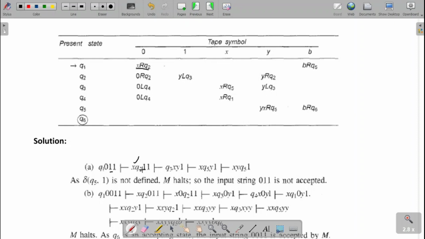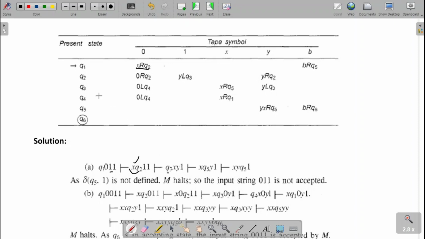Next, Q2 on 1. What is that? 1 is replaced with Y, the movement is left, and we change the state to Q3. So now the movement is left, and the head comes here. That is Q3, with 1 replaced with Y, and this X as it is.